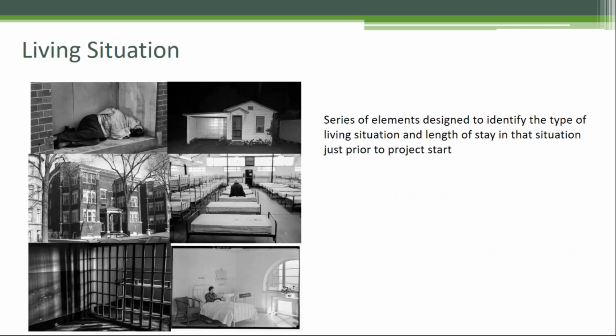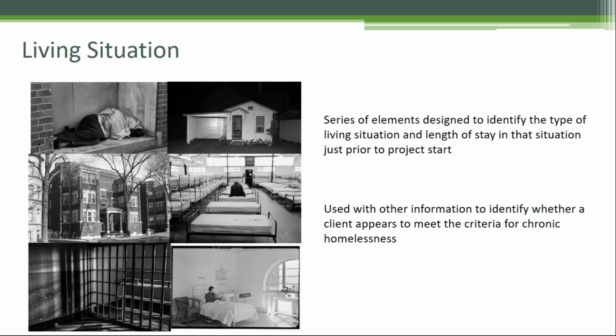The living situation is a series of elements that were designed to identify the type of living situation and the length of stay in that situation just prior to project start. This information is used with other information to identify whether a client appears to meet the criteria for chronic homelessness. So, to meet the criteria for being chronically homeless, either one, you have to have been literally homeless for 12 months or more for the last year, and you have to have a disabling condition.